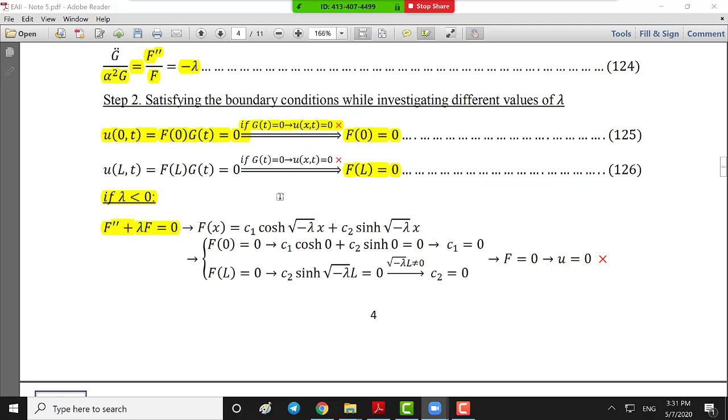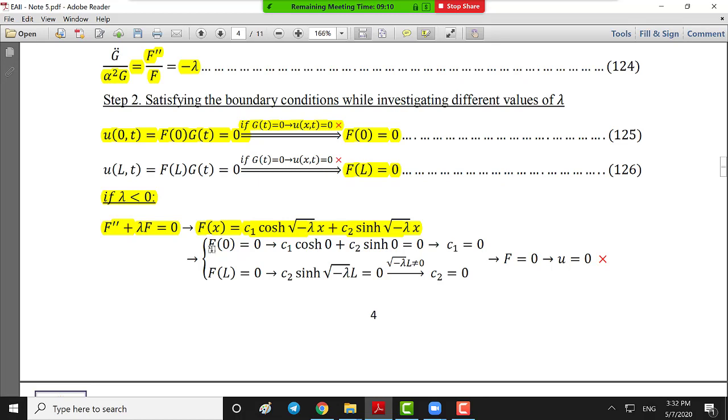Now, so we said that we have to solve our space ODE by the old way that we know, and that is to refer to those initial equations that I included in the beginning of note 2. Now, when f double prime plus lambda f is equal to 0, then f is equal to c1 hyperbolic cosine of square root of minus lambda x plus c2 hyperbolic sine of square root of minus lambda x when lambda is negative.